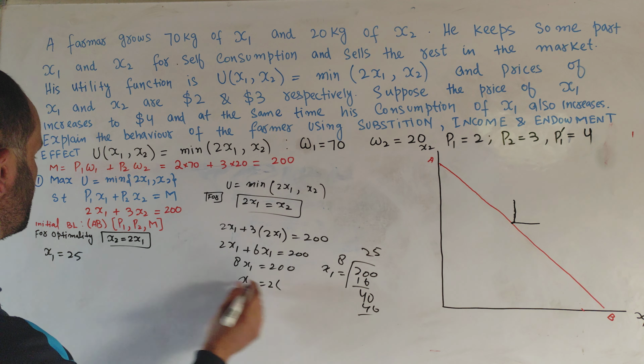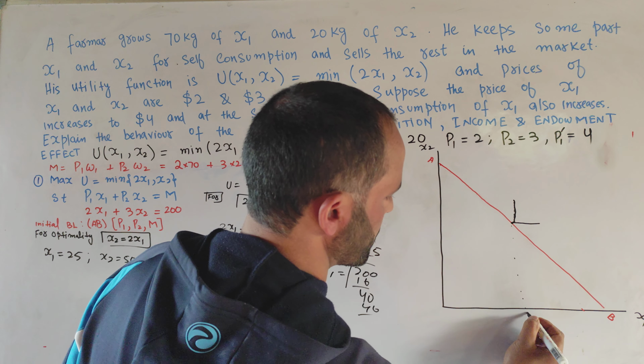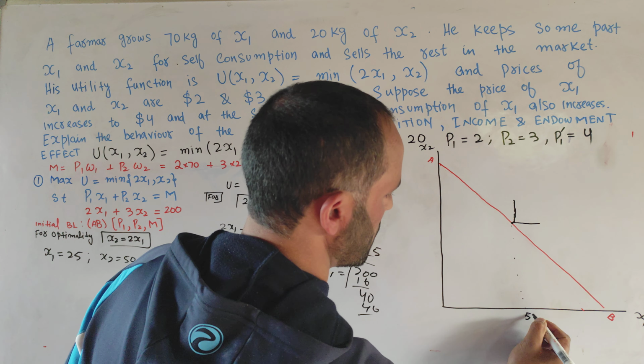Okay, so initially the consumer is consuming, let me draw, 25 units of good x1 and 50 units of x2. This is our initial budget line. In the Slutsky method, I am just giving you the sequence. How do we solve? First we draw the initial budget line and find out the optimal bundle. Next we draw the pivoted budget line.